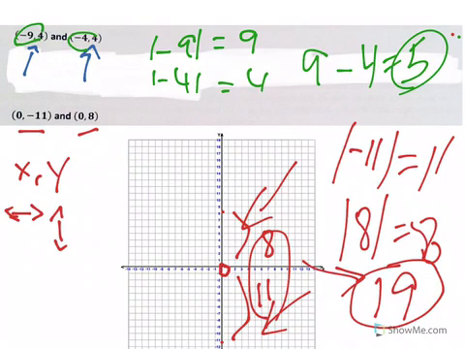Okay, we're going to look at some more examples of this together in class and do a little bit more work on this. This does kind of show you how the distance works, at least when you have one coordinate which is the same. So we'll talk more about this together.